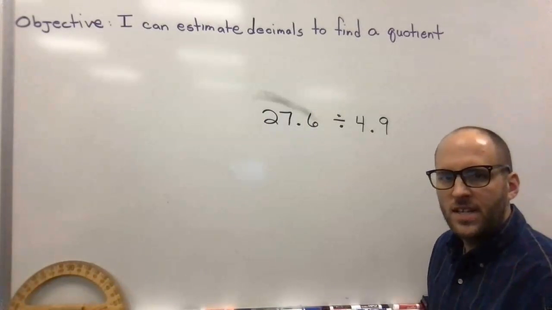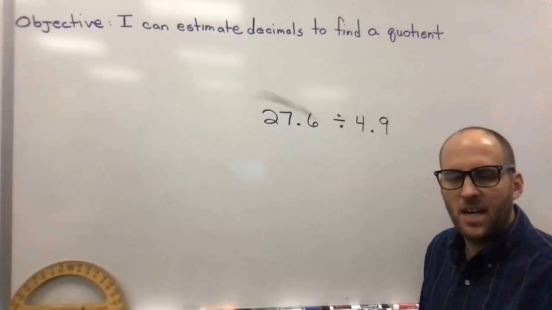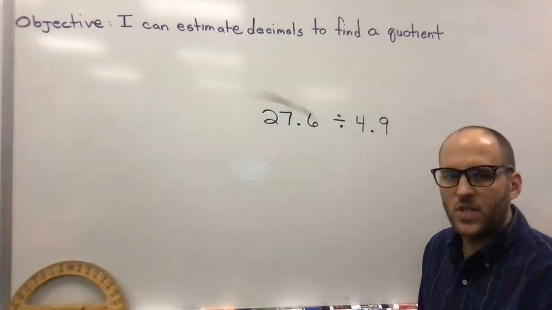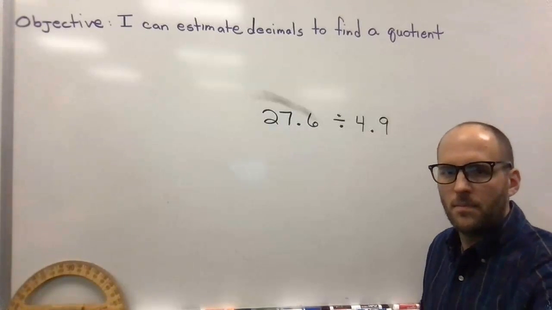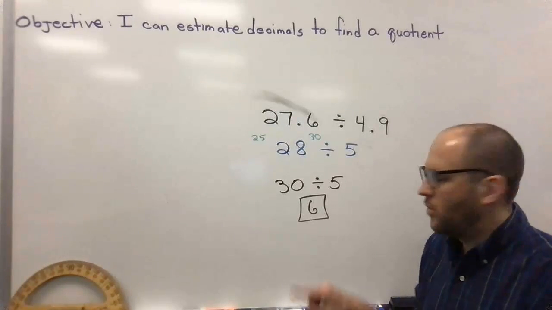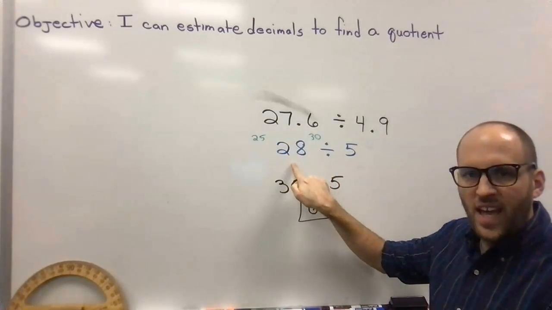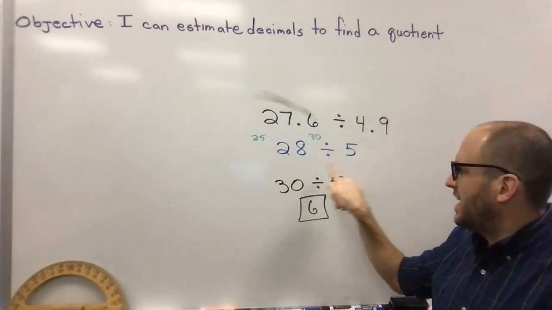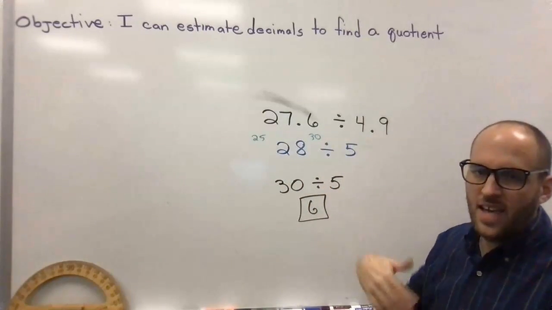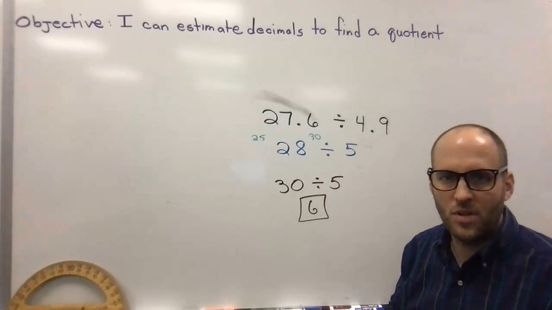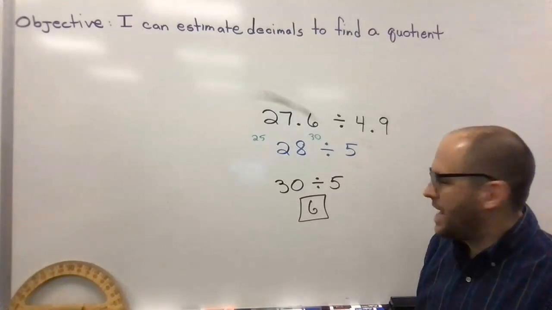Our next problem, friends, is 27 and 6 tenths divided by 4 and 9 tenths. Let's try this one out and see what you get. For this problem, my best estimate would have been 6. So I estimate 27 and 6 tenths to 28, 4 and 9 tenths to 5. I see 28 divided by 5. I can't find something that's going to work with that to come out with a nice even number. So I use compatible numbers.